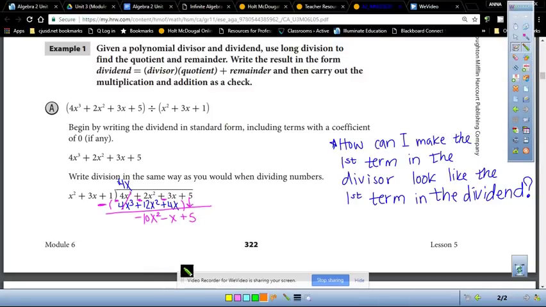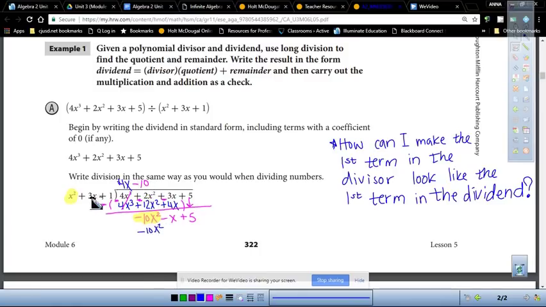And so now I ask the question again, how can I make the first term in my divisor look like the first term in the remaining dividend? And so to turn x squared into negative 10x squared, I'm going to need a negative 10. So now I get negative 10 times x squared is negative 10x squared. Negative 10 times 3x is negative 30x. Negative 10 times 1 is negative 10.